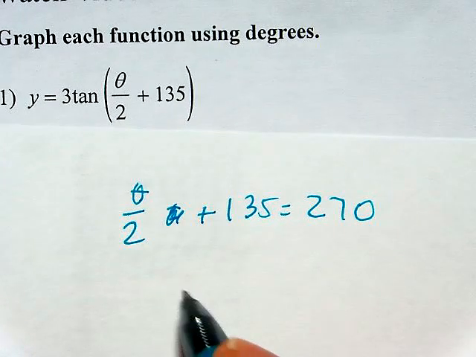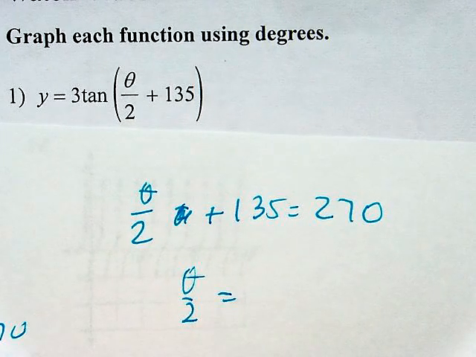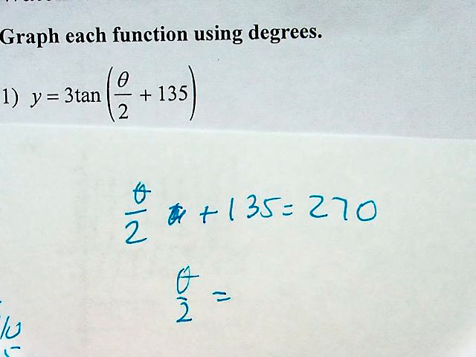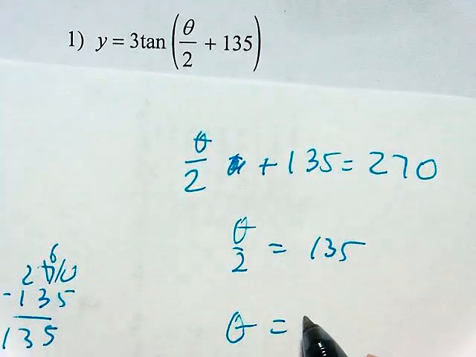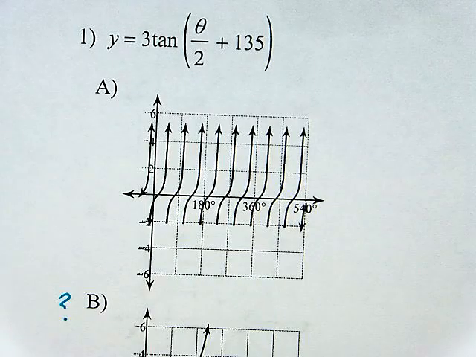Let's go ahead and solve this. Theta over 2, 270 minus 135 is 135. That gives us theta is equal to 270. Okay, so our asymptote should be at 270.